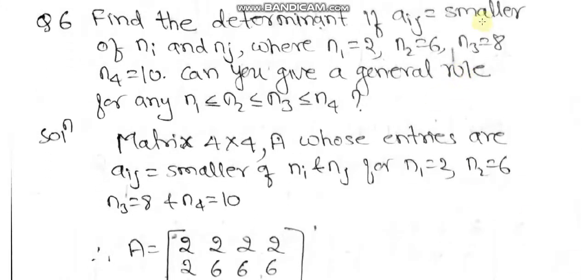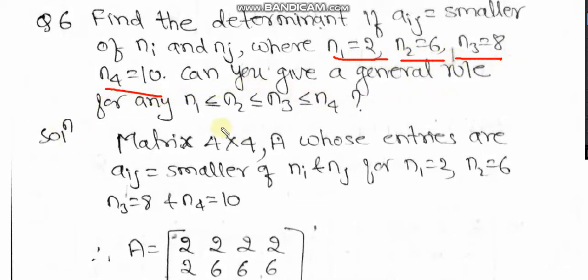Find the determinant if a_ij is the smaller of n_i and n_j, where n1 equals 2, n2 equals 6, and n3 equals 8. So here you have the n1, n2 values. It is similar to the previous problem. Instead of the column values, here the values of n itself are given. So you have n1 as 2, n2 as 6, n3 as 8, and n4 as 10.